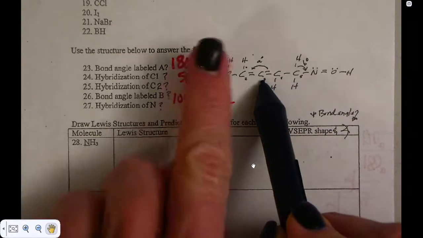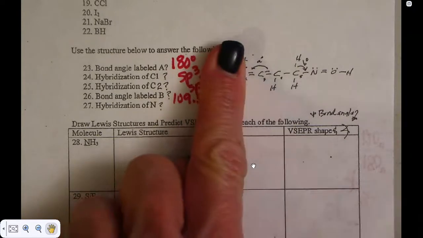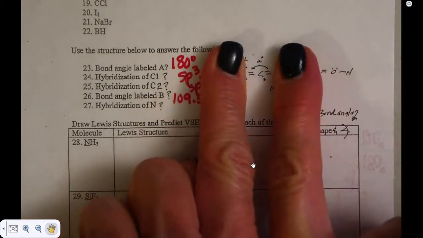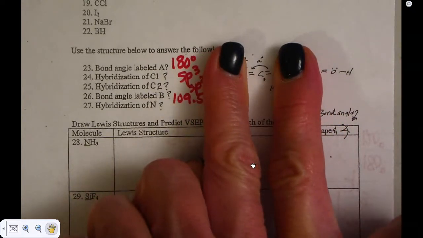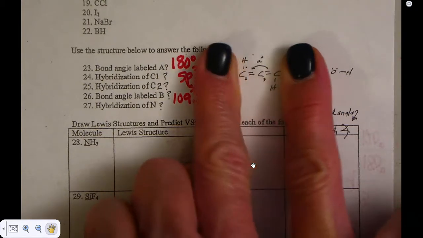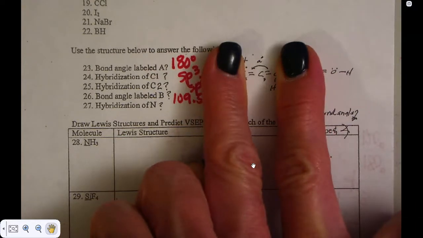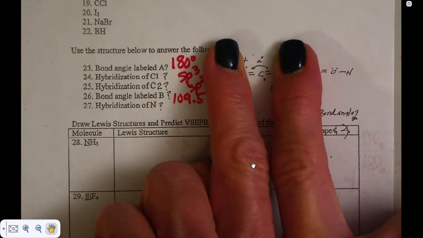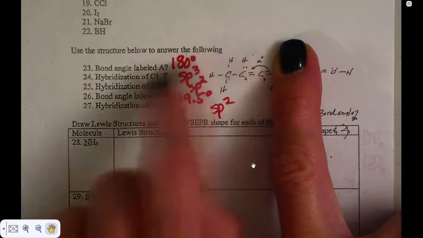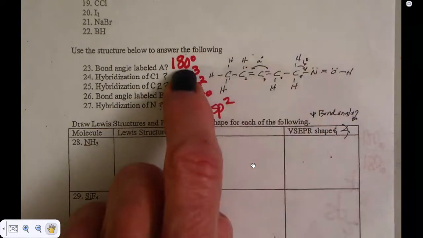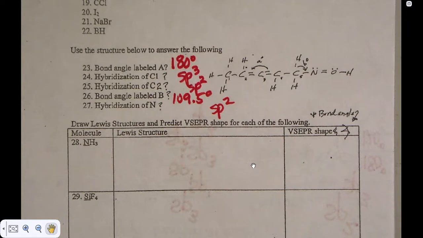So what you want to do is block out the rest of the molecule and look at what's on that particular carbon. Well, this carbon has 2 atoms attached to it and no lone pairs. That means it's a linear portion of the molecule. And since it's a linear portion of the molecule, the bond angle on all linear molecules is 180 degrees. So that's why the answer to 23 was 180.